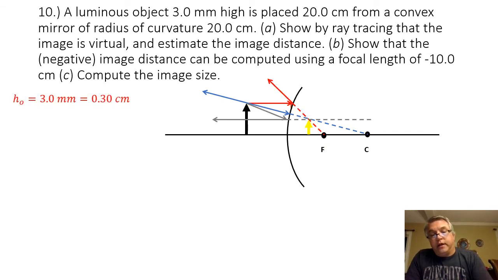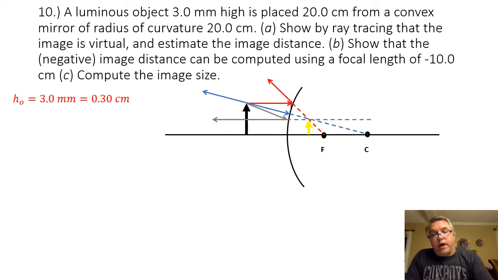All right, let's take a look at the next ray, which I have highlighted in green. In the second ray, my incident ray is lined up with the focal point. If I trace the incident ray all the way back behind the mirror, it would go through the focal point. My reflected ray is parallel with the principal axis. So my second ray: incident ray lined up with the focal point, reflected ray parallel with the principal axis.